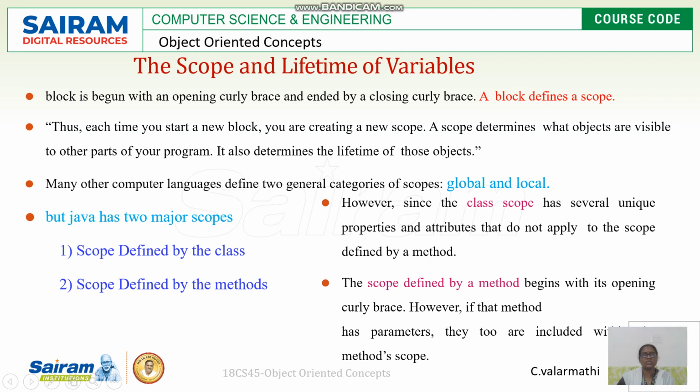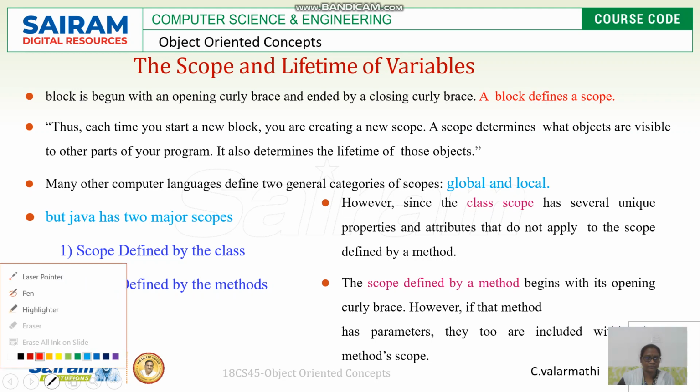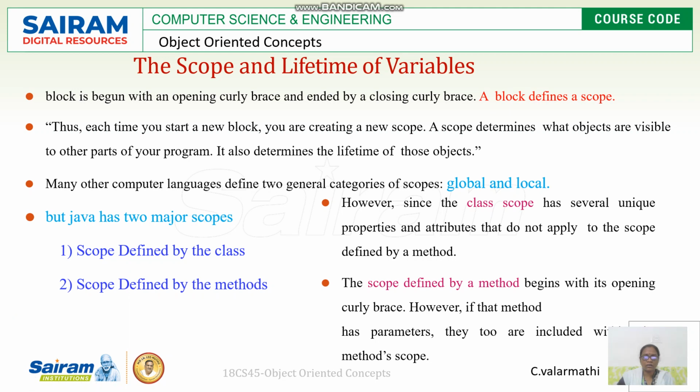The next concept is scope and lifetime of your variable. We know that now we are clear about how to declare and initialize the variable. So what will be the scope of that variable? Normally many programming languages have categories like global variable and local variable, right? So global variable and local variable are the major scopes of the variables in many of the computer languages.